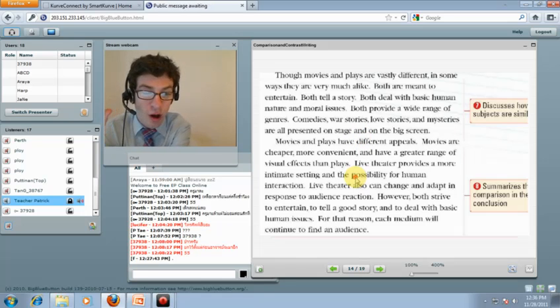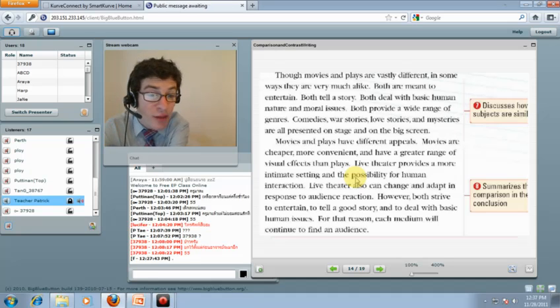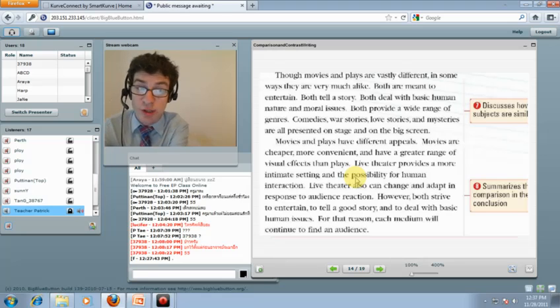Here we go. Up until now, we've been talking about differences. Now we're talking about similarities. And since the similarities are pretty obvious, this paragraph isn't very long. We go over them very quickly. Both are meant to entertain, both tell a story, both deal with basic human nature and moral issues. These are obvious things that most people already know about plays and movies. You should say them, but you should say them quickly, which this essay does a very good job of.